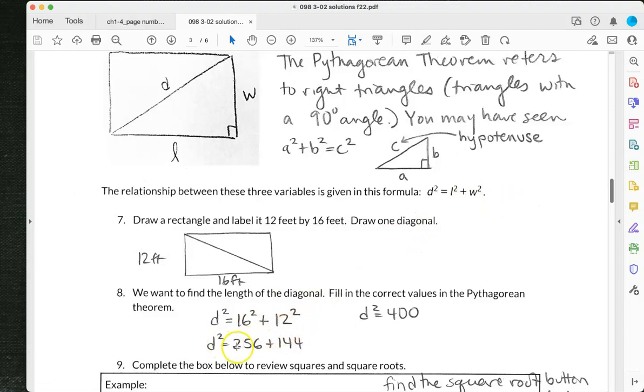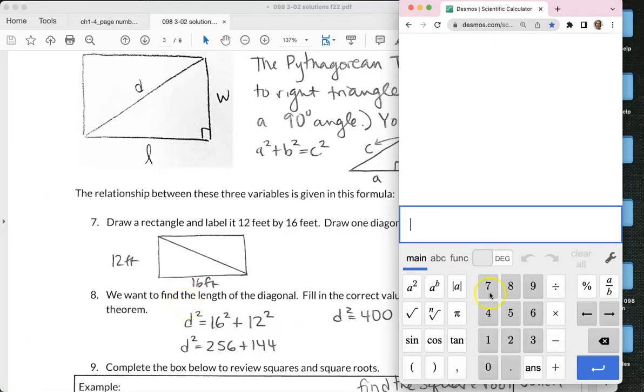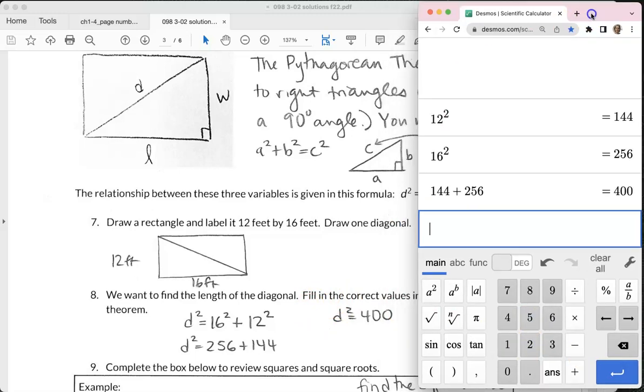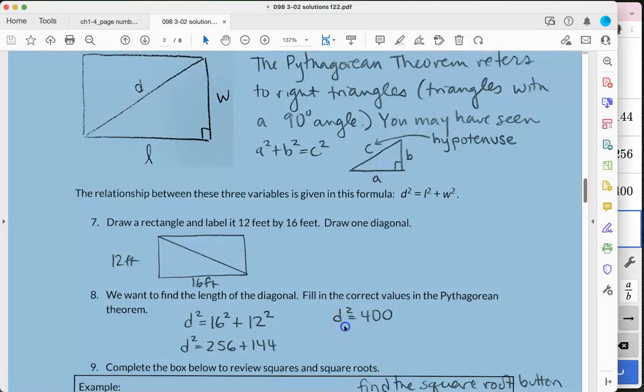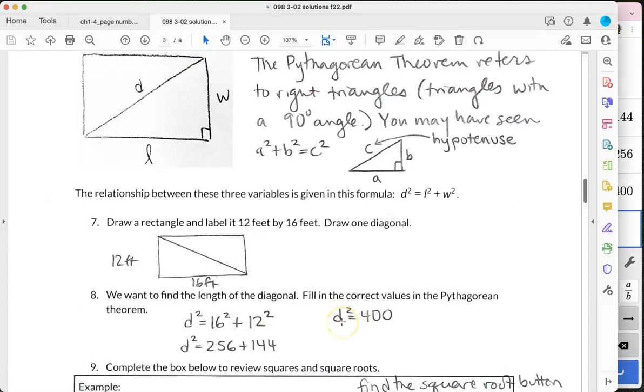So d squared is equal to 16 times 16, which is 256. 12 times 12 is 144. So just again a reminder that we can do 12 squared and 16 squared, and then we can take 144 plus 256, which is nice. It turns out to be 400. So d squared is equal to 400. Now we just need to know what the value of d is. So what times itself is equal to 400?